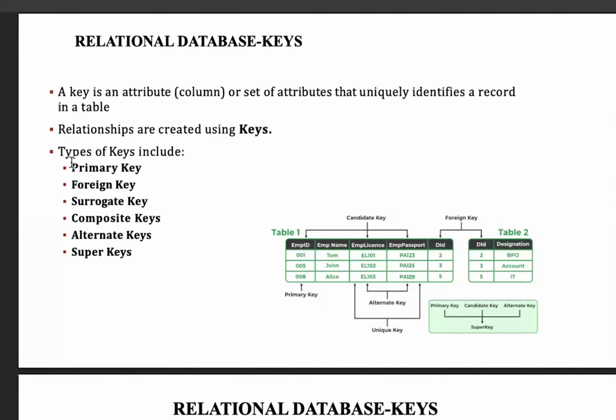Here, these are relational database keys. A key is an attribute, column, or set of attributes that uniquely identifies a record in a table. Relationships are created using keys. Types of keys include primary key, foreign key, surrogate key, composite keys, alternate keys, and super key. But the major keys that we actually need are primary and foreign keys. Those are the two major important ones.